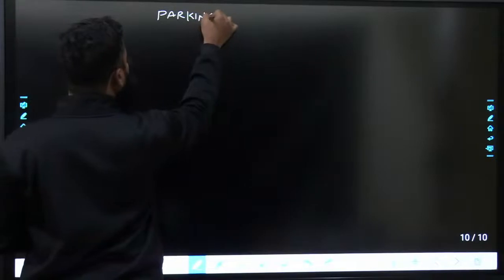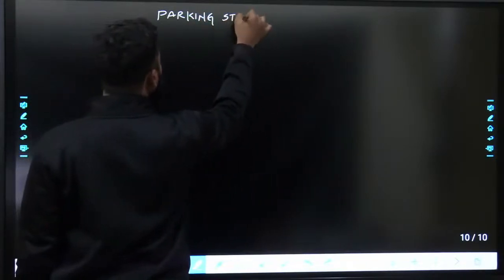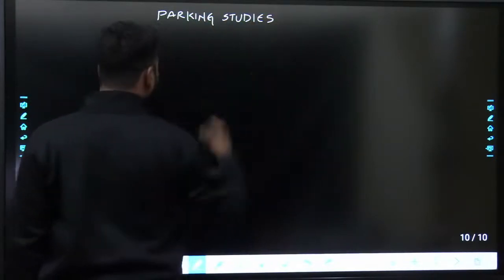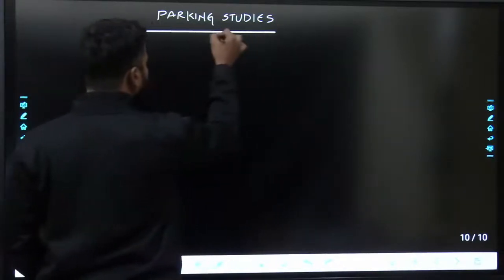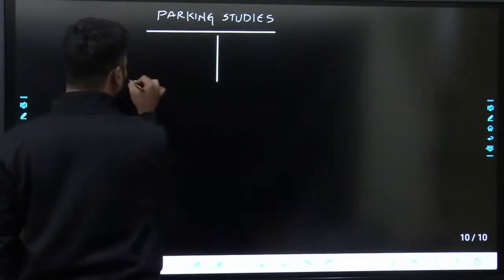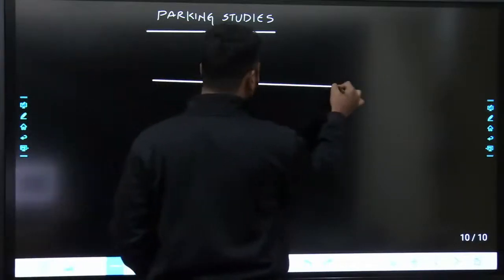Next one is parking studies. Next heading is parking studies. So whenever we are discussing the parking studies, there will be two types of parking: on-street parking and off-street parking.